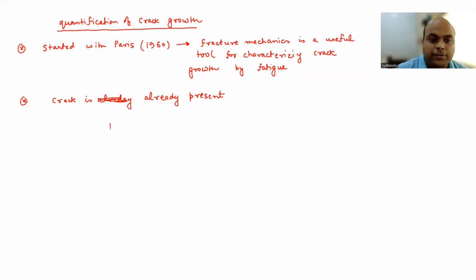And then we are going to use the K, right? Stress intensity factor. And in fatigue, this is delta K, which is stress intensity factor range.